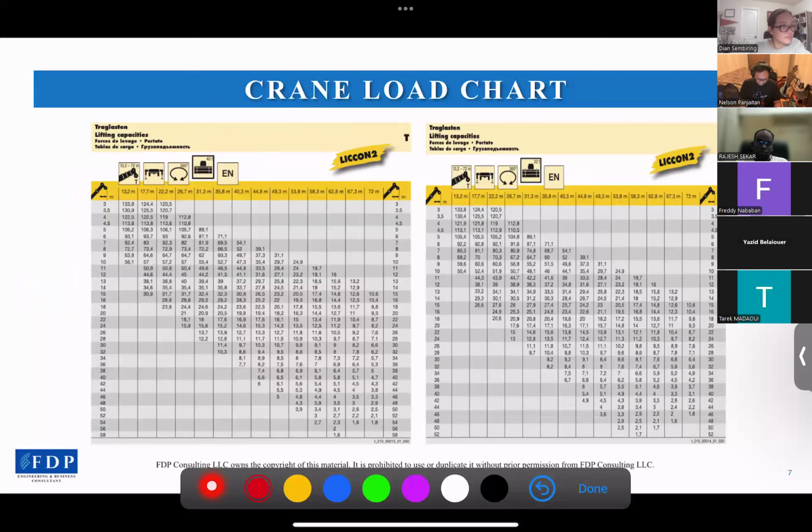And this is also the crane table for counterweight 42 tons, that's here. And the right one is 32 tons here. So make sure you have the crane's information before you choose what crane table you want to use.